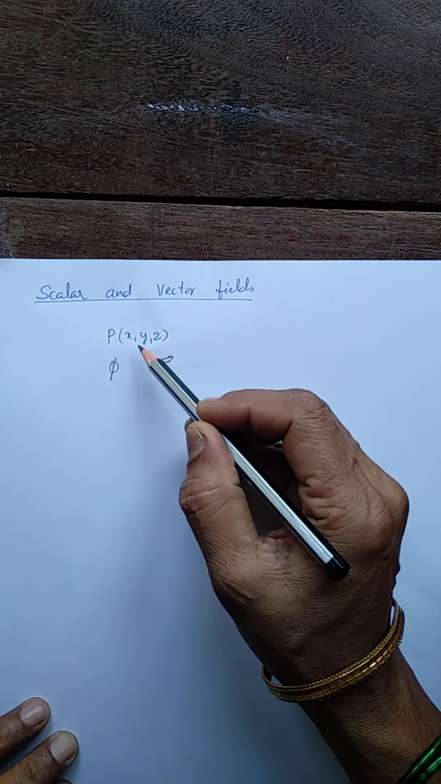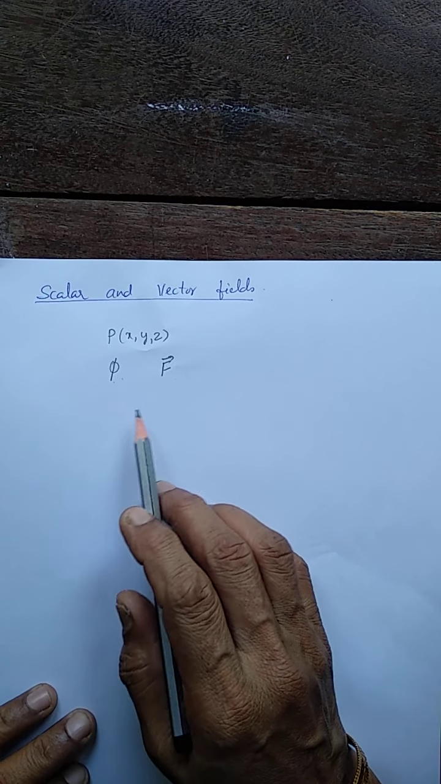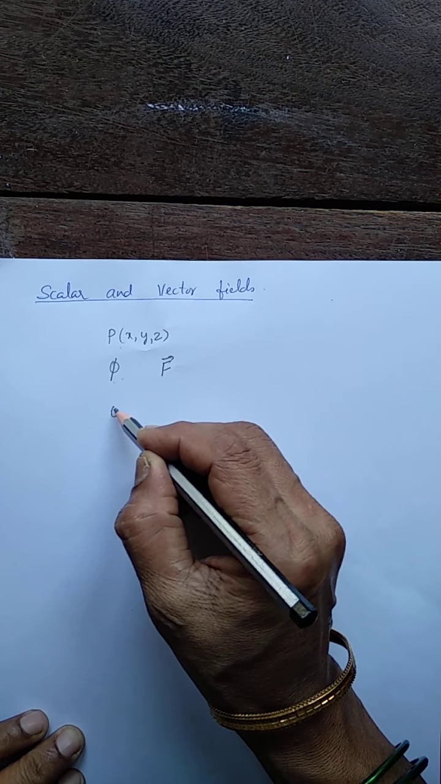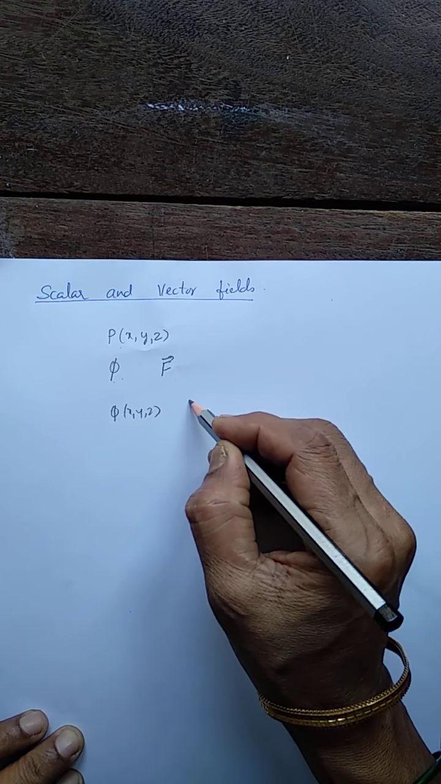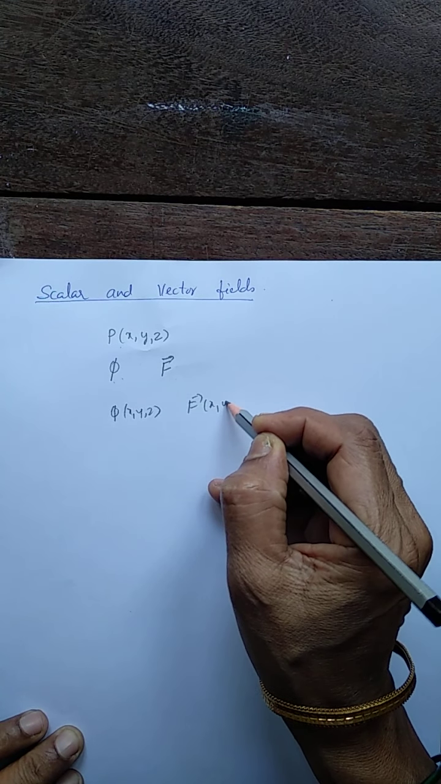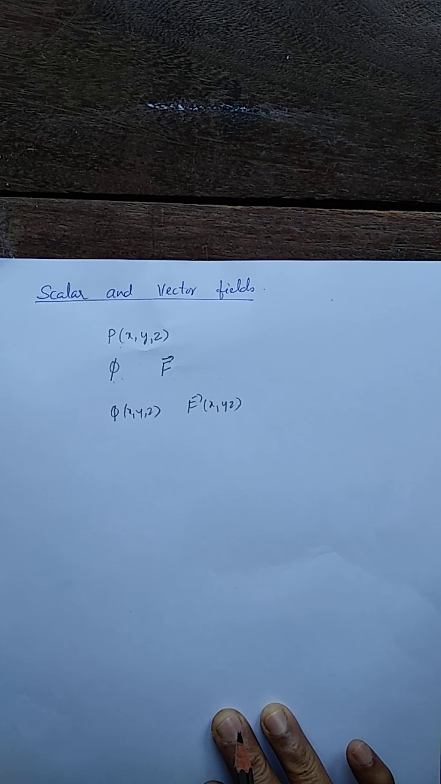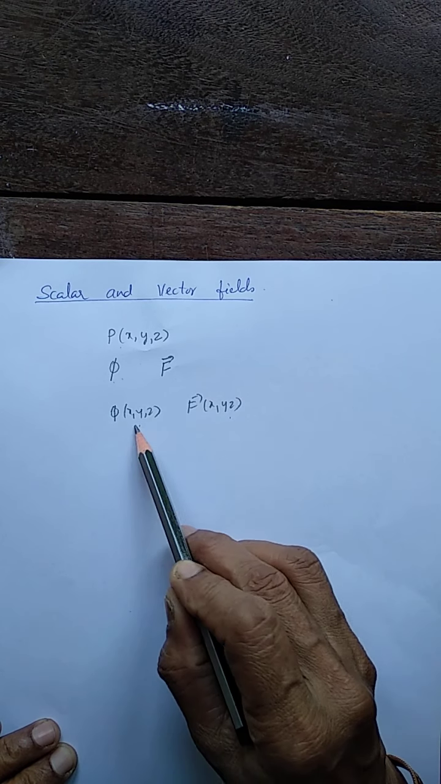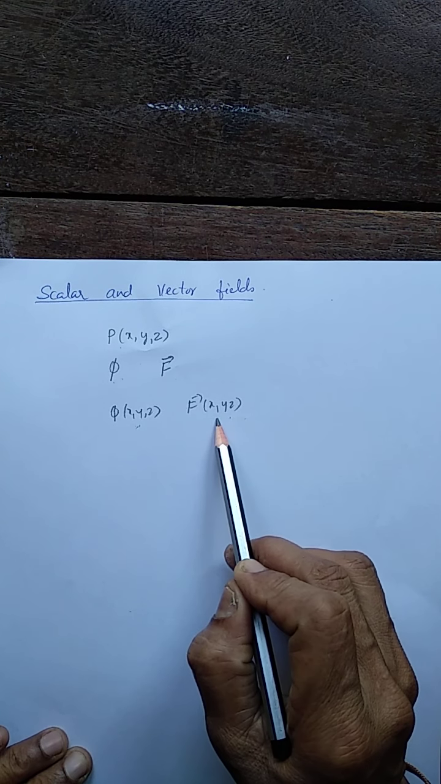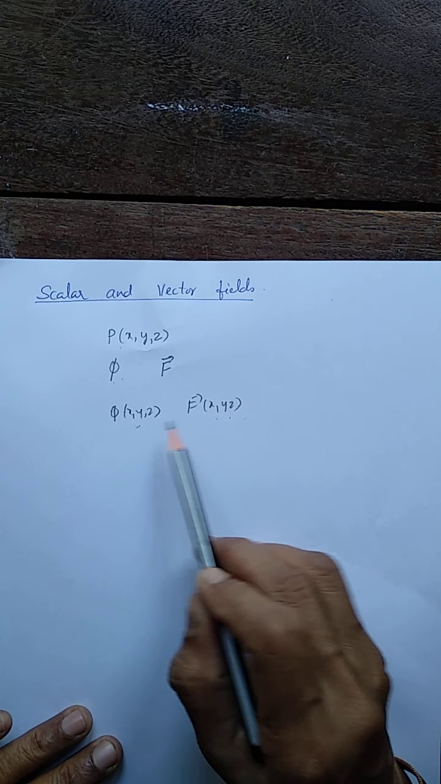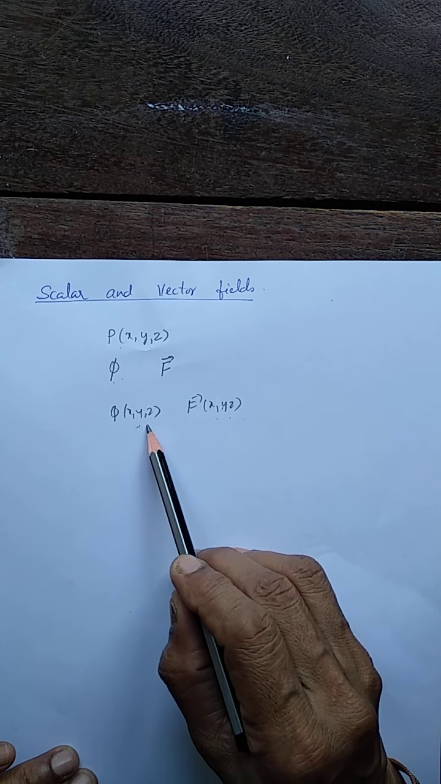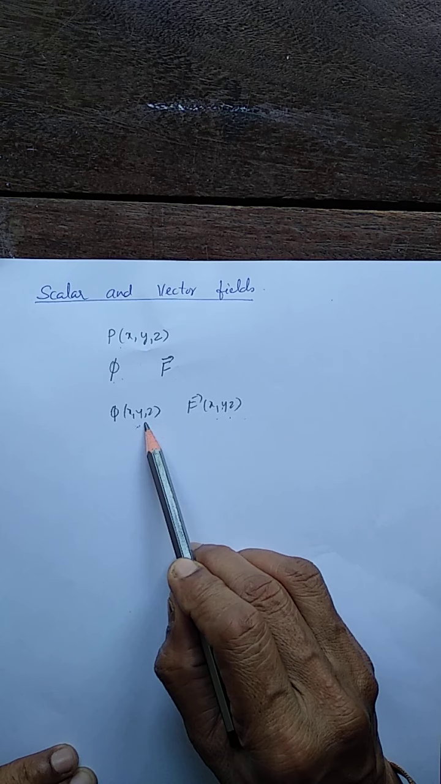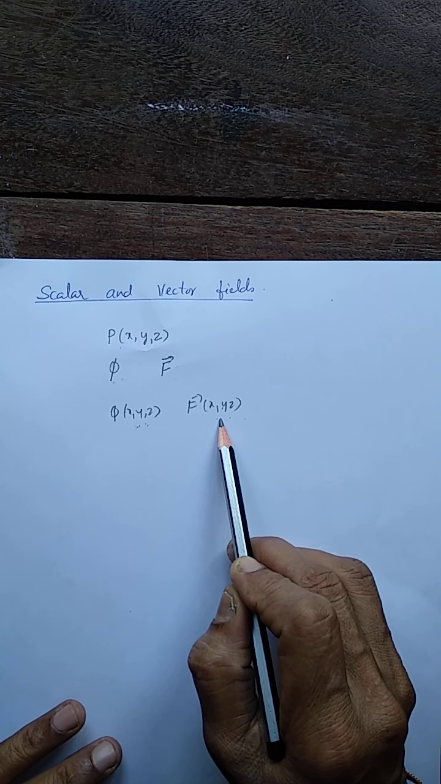If phi or f are associated with this point in a region of space, then at this point we can define the function phi as well as the function f. These functions are called the scalar field function and the vector field function respectively. The values of these functions depend on the coordinates x, y and z. These are the scalar function and vector function in a field.